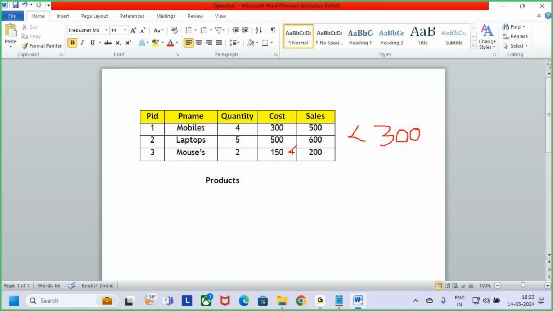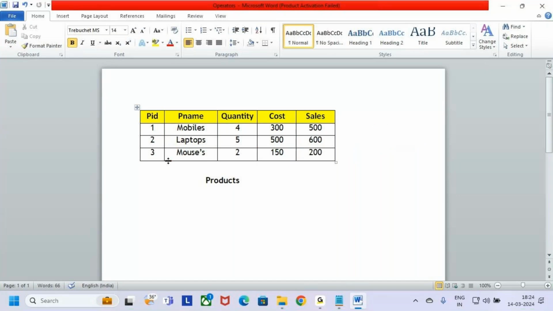Mouses is the product where the cost price is less than 300. The remaining mobiles and laptops, these 2 products' cost price is not less than 300. So I want to identify the products where the cost price is less than 300. So this is the product mouses. This is how to use the less than operator.